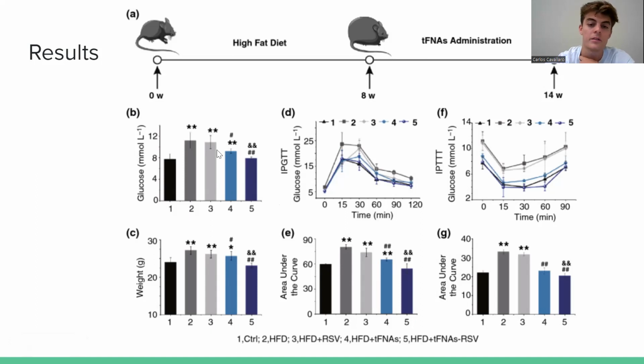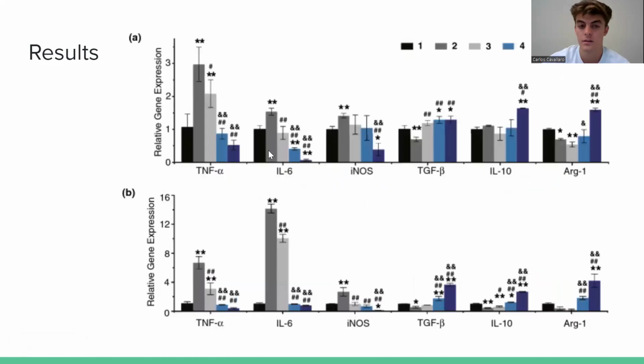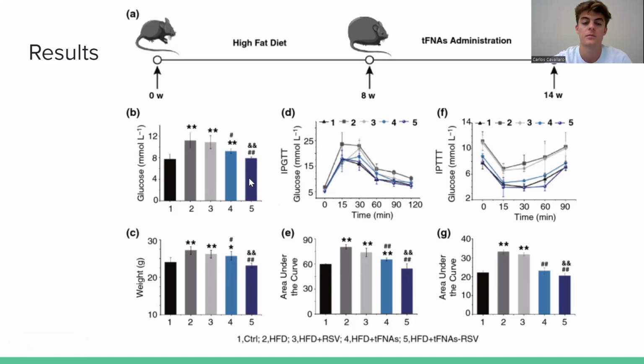For part B of the figure, you can see that group 5 had a much lower glucose level, much more comparable to the control group, or essentially normal mice. Part D of the figure, or sorry, I'll start with part C. Part C showed the weight, showing that group 5 weighed much less on average than the other 3 groups that had the high fat diet, and was much more comparable with the control group.